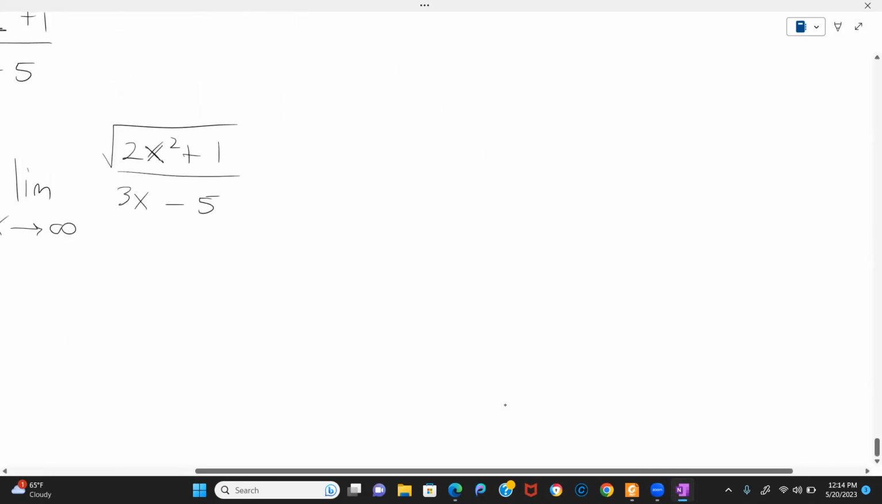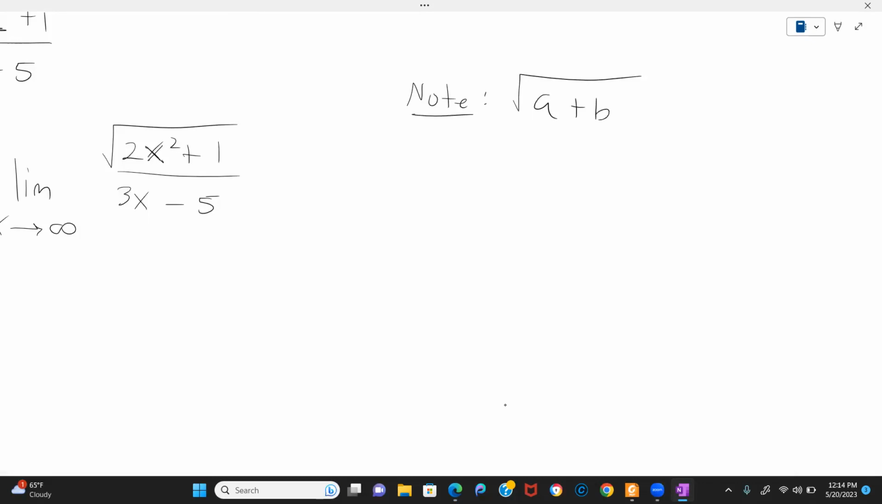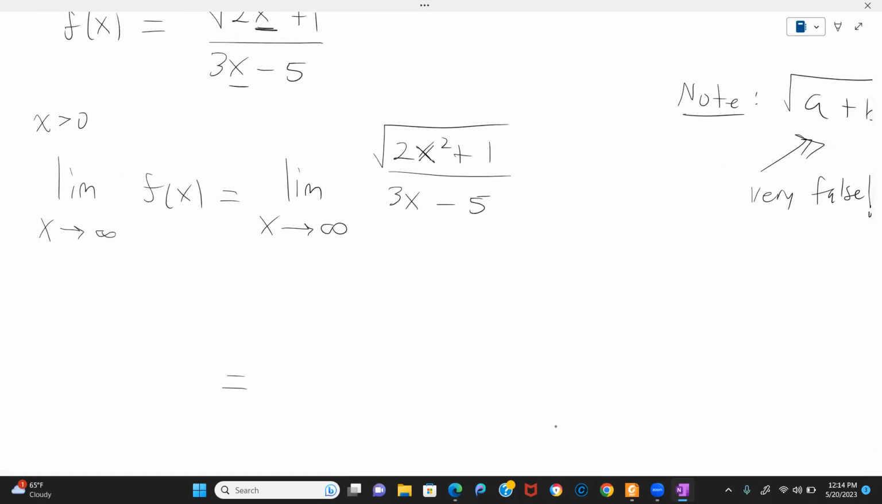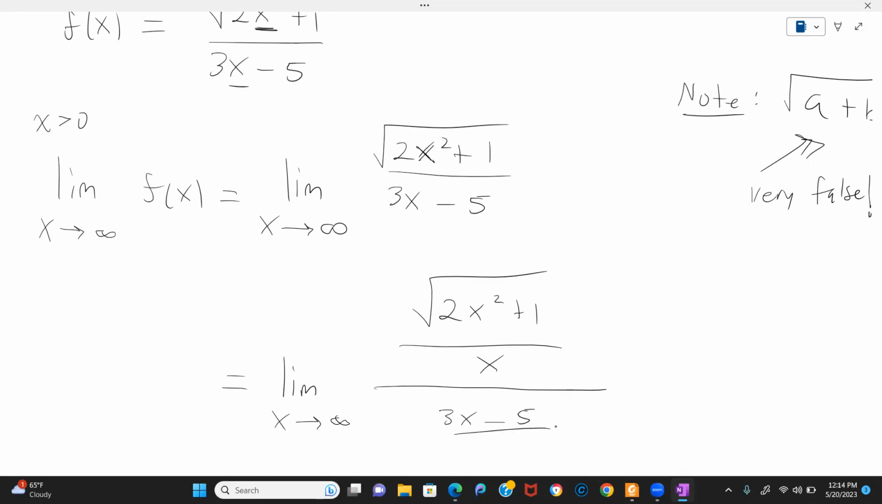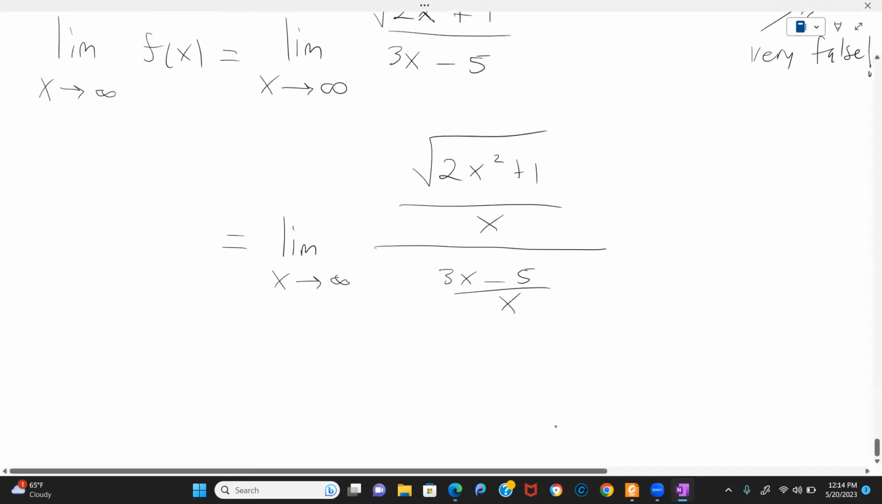Of course, and this is sometimes a mistake people make, I'm not implicitly using something like this. This is very false. Very false. I'm not implicitly using this to justify that x is the largest power overall. So now I'm going to divide by x, the numerator and the denominator.